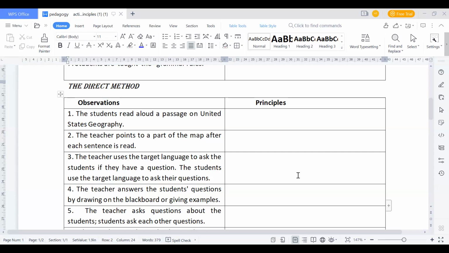The main technique in the direct method is questions and answers. Am I right? Loud reading and questions and answers. So everything happens in L2, the target language, because L1 is prohibited. So, number 4, quickly.